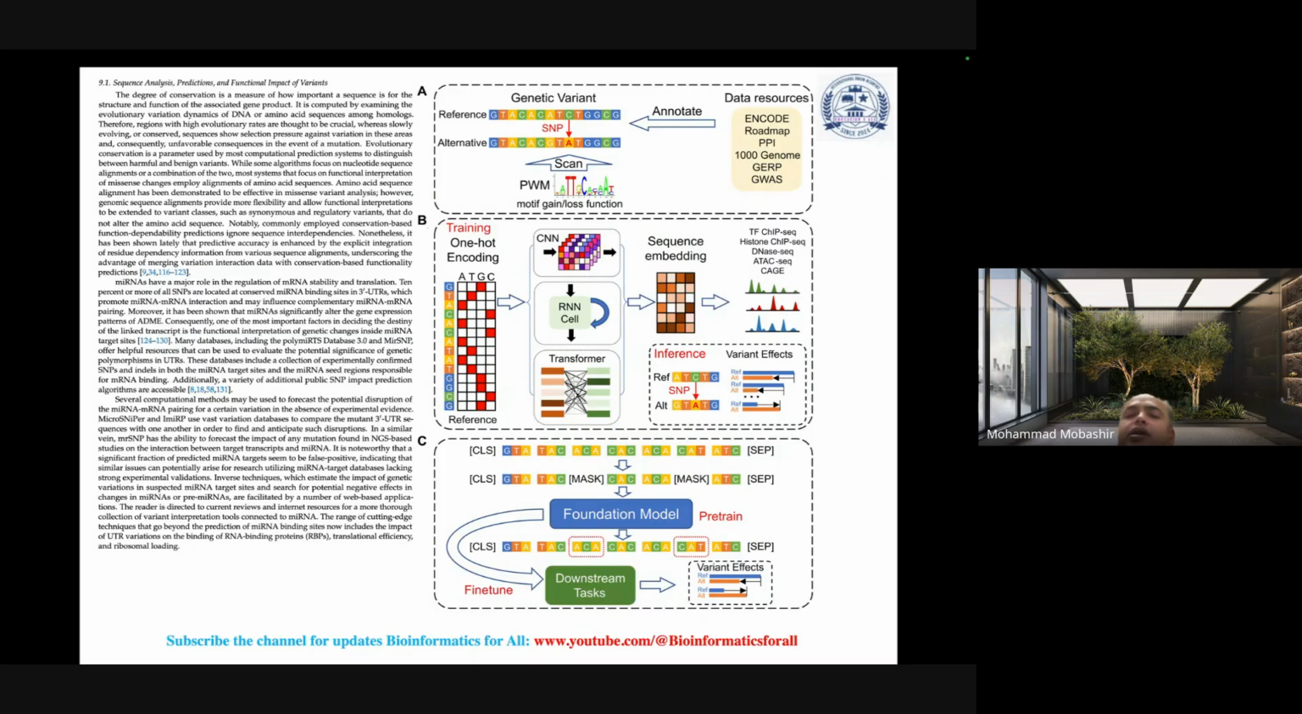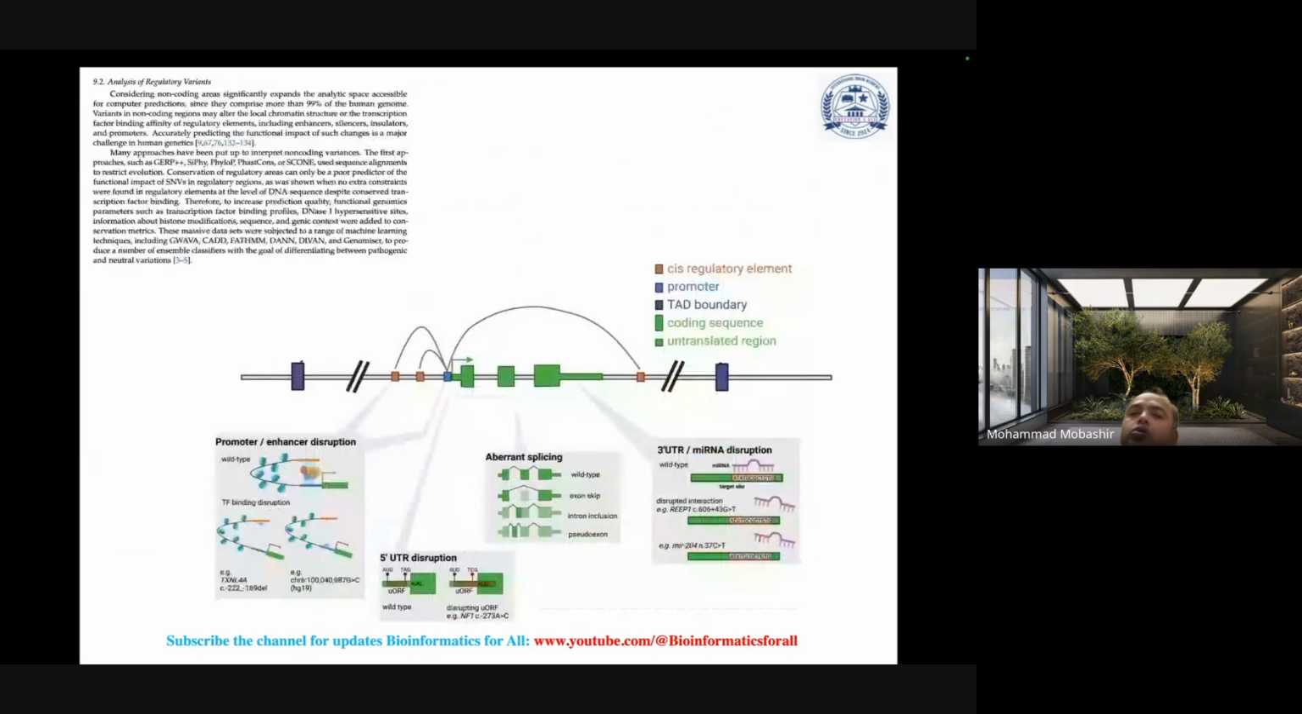And then develop certain kinds of models and train them in order to predict phenotypes very close to reality, and then look for the regulatory regions or variants, the roles of promoters and enhancers, aberrant splicing, and 5 prime and 3 prime UTR roles. What could be the roles played by these five things: cis regulatory elements, promoters, TAD boundaries, coding sequence, and untranslated regions.